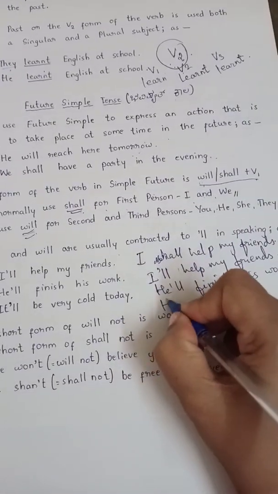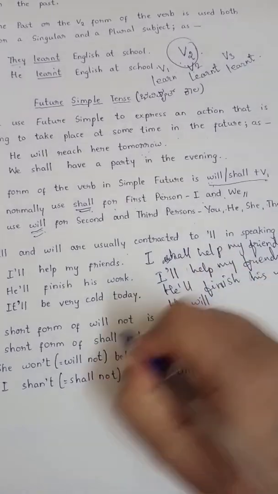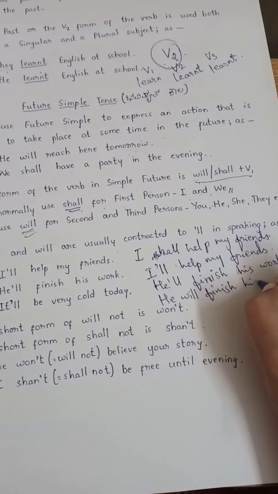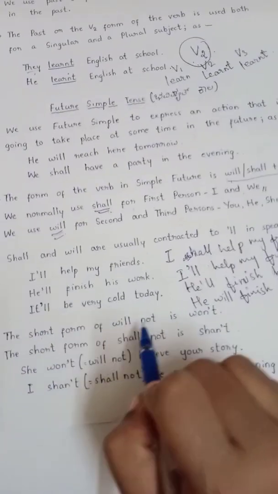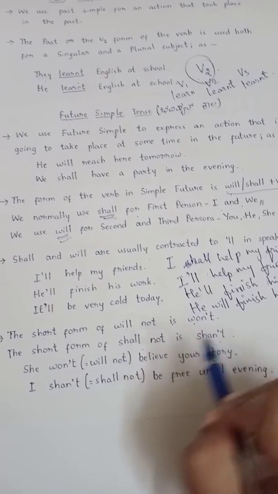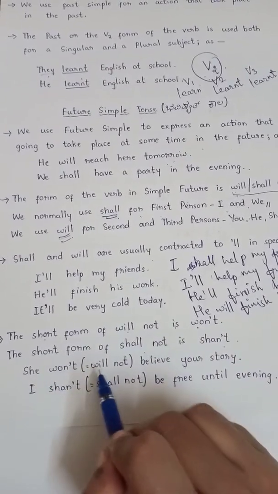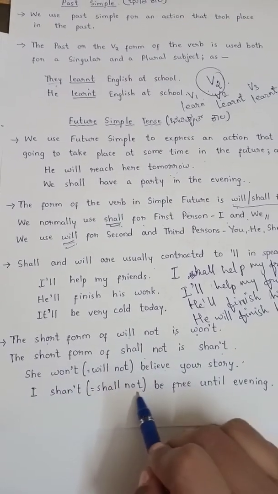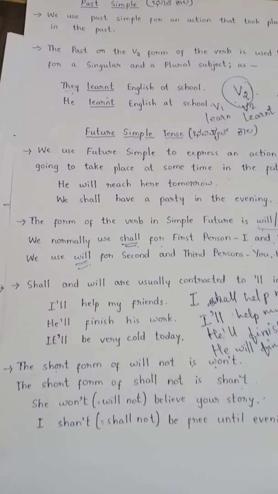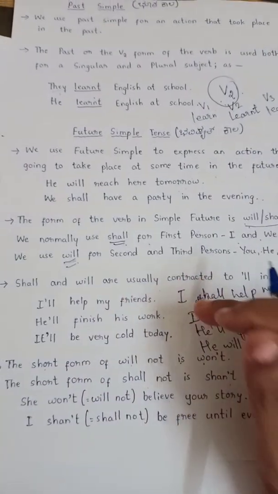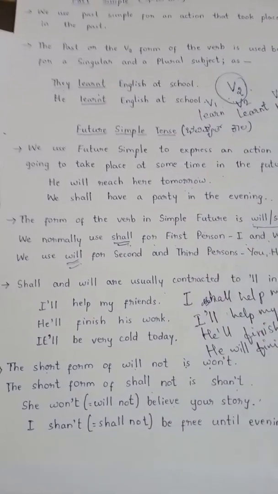Okay, the full form is he will finish his work. Okay, the short form of will not is won't, the short form of shall not is shan't. She won't, that will be: she will not believe your story. I shan't, that is: I shall not be free until evening. So this will be the full form and short form of I will and won't and shall.